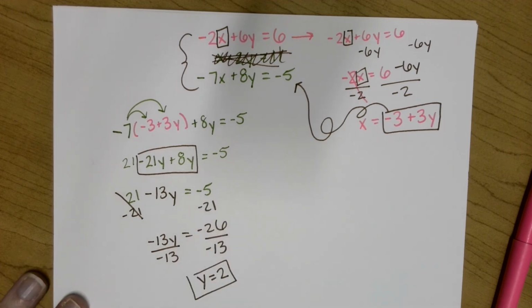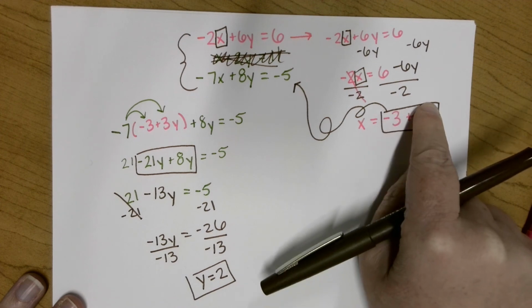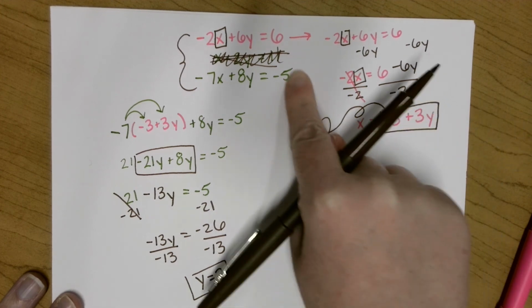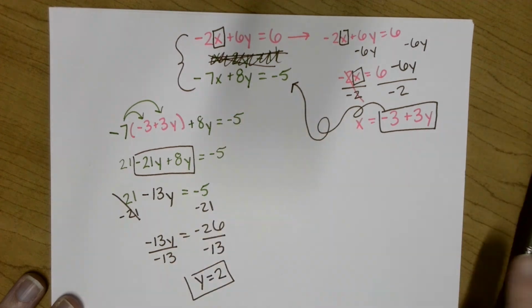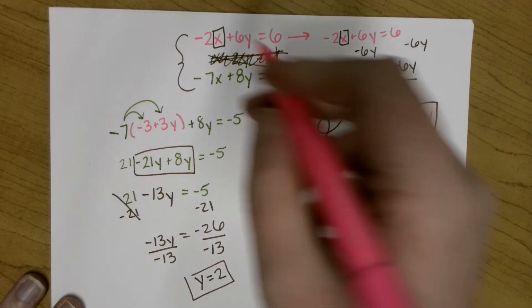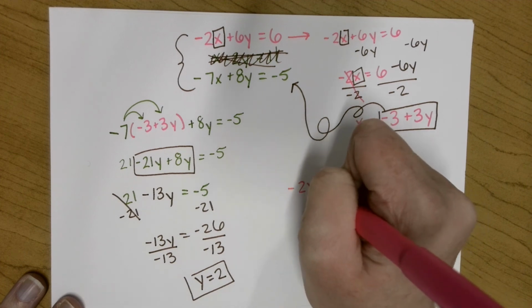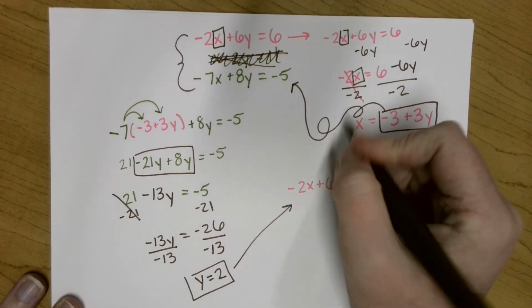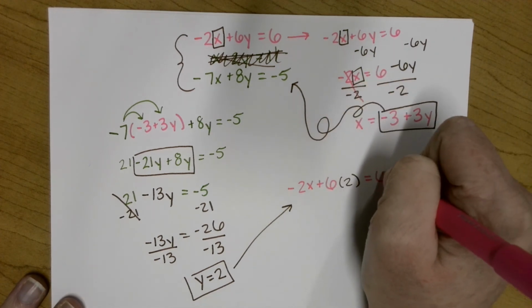Whew! Now I gotta get x. So I'm going to take this, I'm going to plug it into one of these two equations. You could plug it in here, but I'm always paranoid that I've screwed something up, so I always go back to the original. So, of course, if I screwed something up here, then it wouldn't matter anyway, but we're just going to plug it into the original. I'm weird about that. So we have negative 2x plus 6y, but instead of y, I got 2. And that's going to be equal to 6.